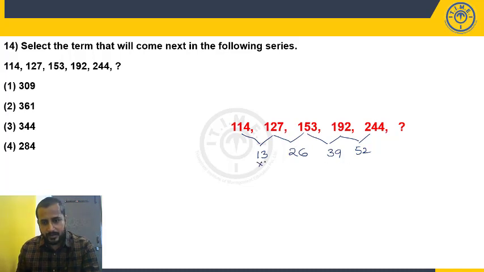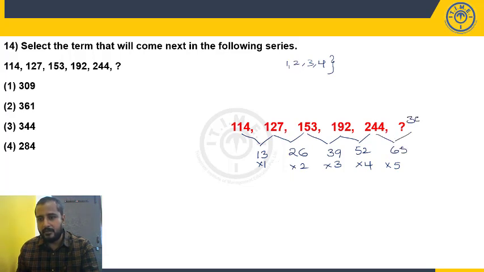Yes. 13 ones, 13 twos, 13 threes, 13 fours. When are we going to get 1, 2, 3, 4 consecutively? Only in one pattern, that is natural numbers. After 4 is 5. So 13 fives, 65 should be the next difference. If that is the case, my answer will be 309. Choice 1.